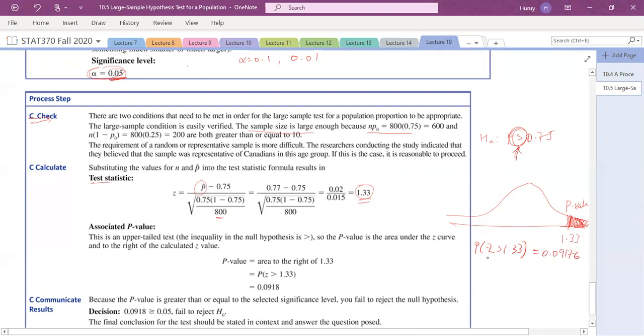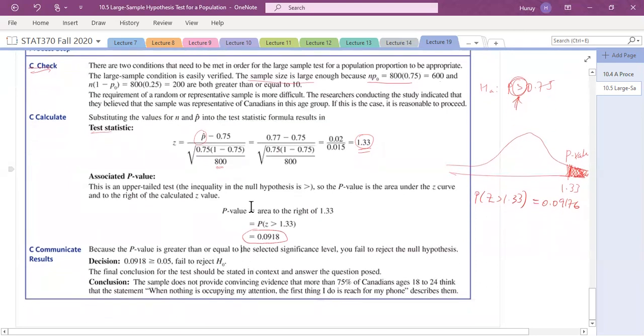0.09176. When you round it, you get 0.0918. Okay. Now, what's the next step? We did all the calculations. We found the p-value. We have alpha, and the next step is we compare alpha and the p-value. And we already chose our alpha to be 0.05. If you compare this one and this one, which one is bigger?